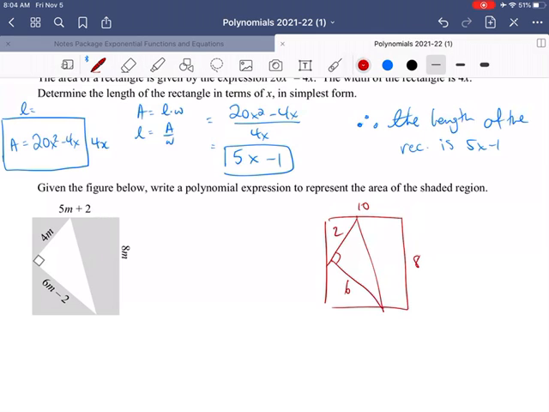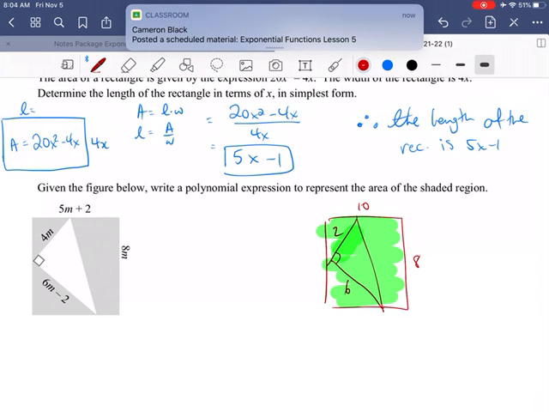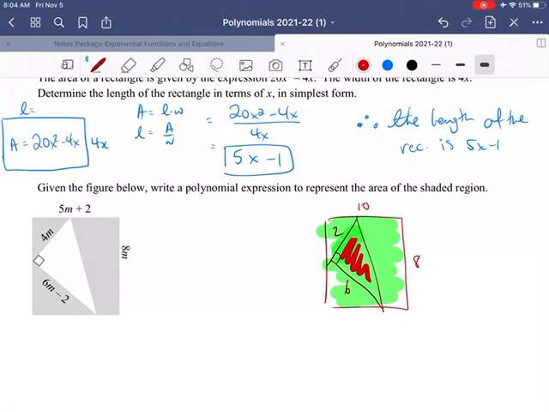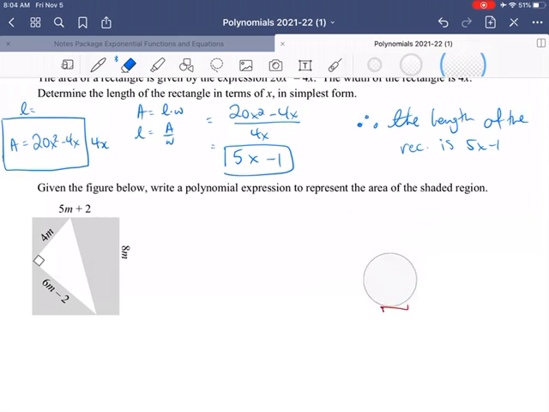Well, first of all, you'd have to figure out the entire area. And then you'd have to figure out the area of the triangle and subtract. So we've got to do two things. We've got to figure out the area of the big rectangle, and we've got to figure out the area of the triangle. So let's start with the rectangle.